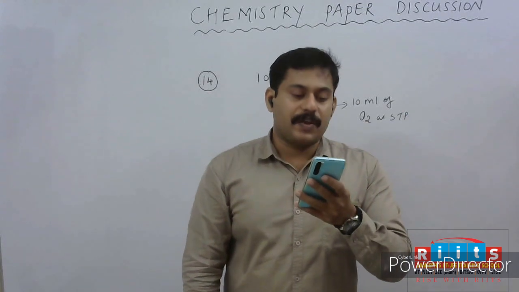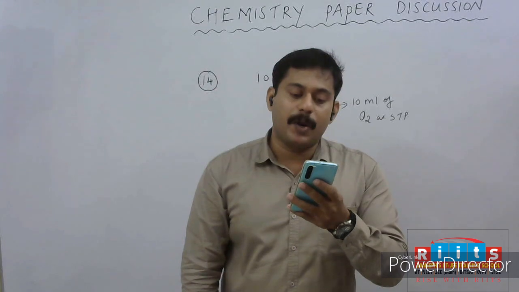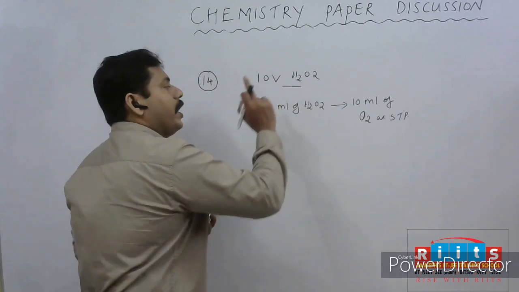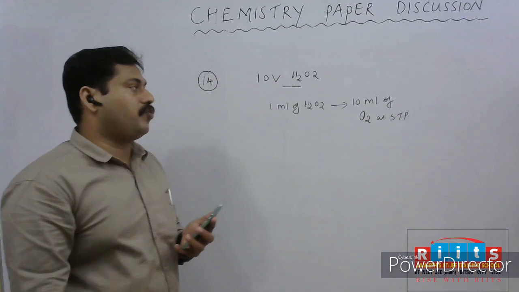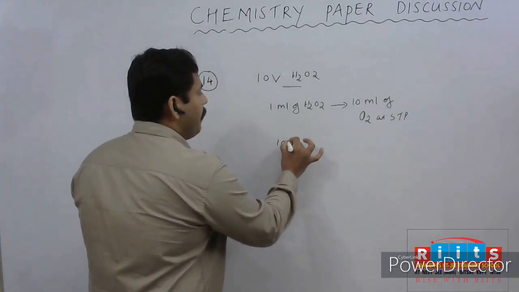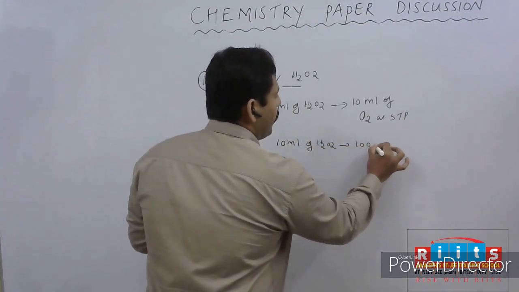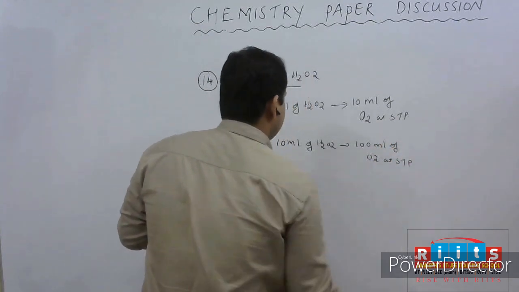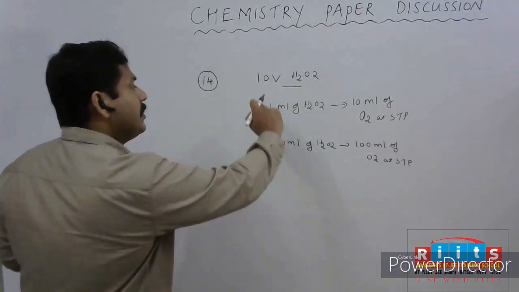Okay, let's discuss question number 14. 10 ml of a sample of H2O2 gave 1000 ml of O2 at STP. The sample is... Now we know 10 volume H2O2, what is the meaning of that? 1 ml of H2O2 will produce 10 ml of O2 at STP. It means if I go for 10 ml of H2O2, definitely it will be giving 100 ml only, right? So that is not the answer, because they are telling that 10 ml has to produce 1000 ml. This is in the NCERT textbook.